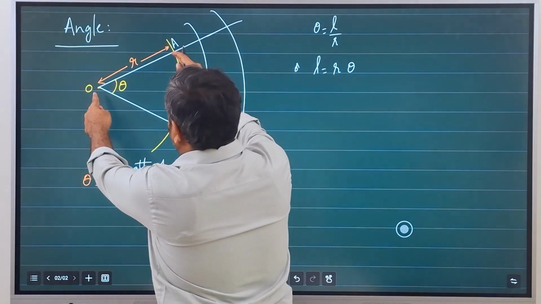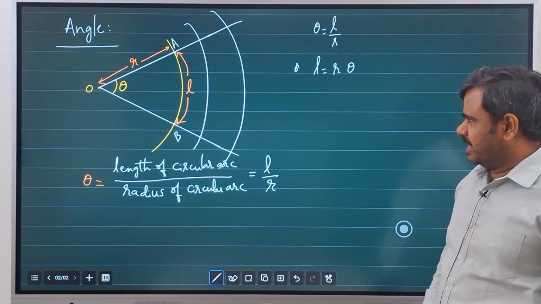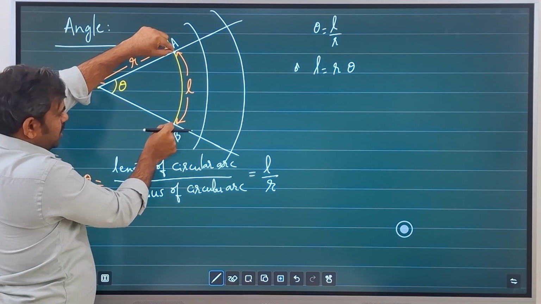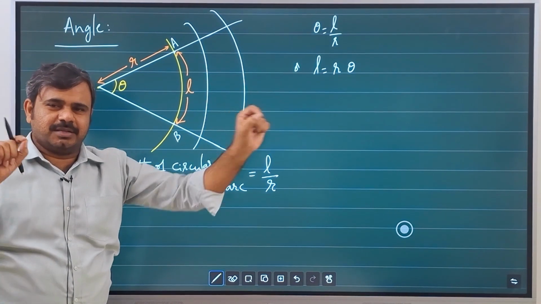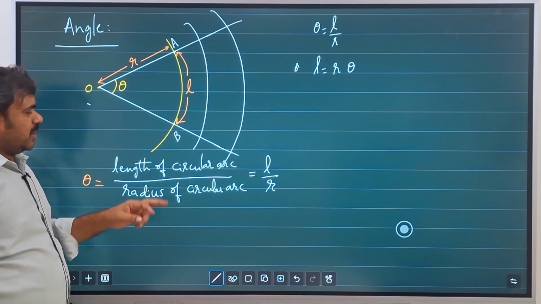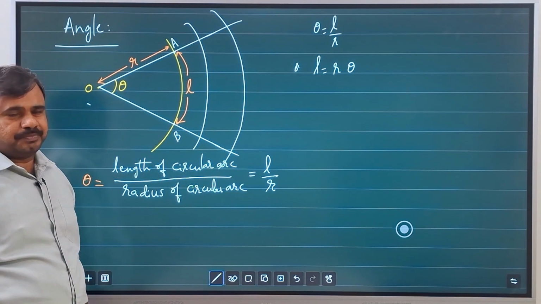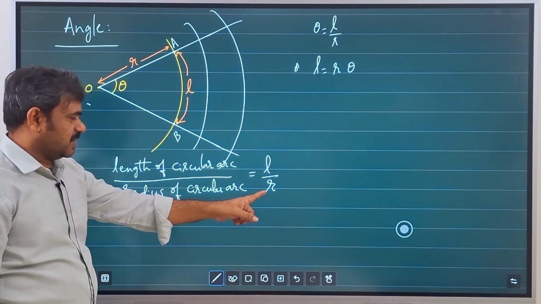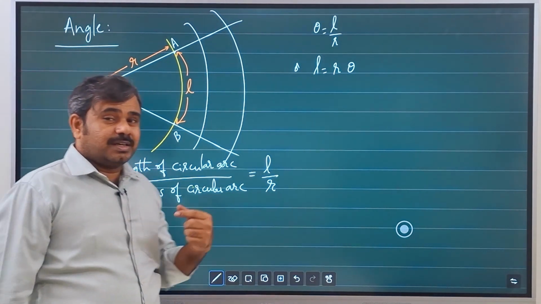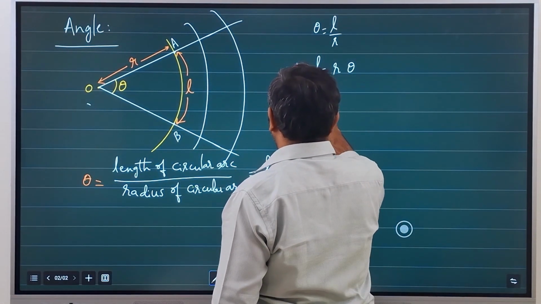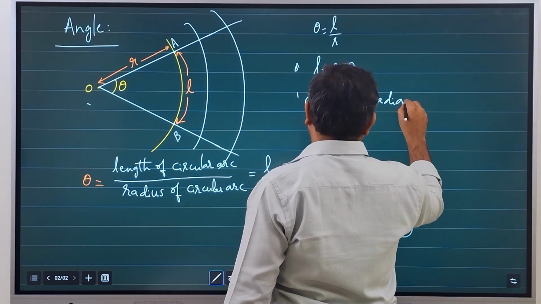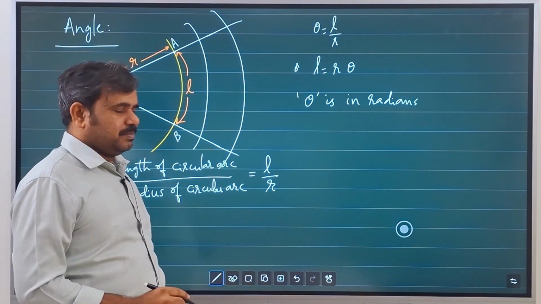So you can find out theta. You can take a scale and measure the length OA, which is the radius of the arc. Take a string or thread, place the string on AB from A to B, and measure the length of the thread using the scale. You don't need a protractor to measure this angle. When you find length L and radius R, substitute them in this ratio, and you will get the value of theta. But you will get the value of theta in radians. Here, angle theta is in radians.